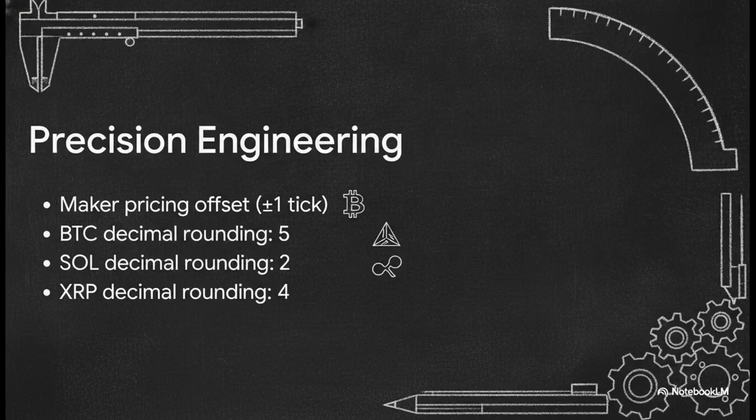Now, what's really interesting about this next part is the precision engineering happening right before the order leaves the building. The order manager intelligently applies a plus or minus 1 tick maker pricing offset. This is exactly how the system actually guarantees fee rebates, by ensuring we are providing liquidity, not taking it. Furthermore, it strictly enforces exchange-specific decimal rounding rules. So Bitcoin is rounded to 5 decimals, Solana to 2, XRP to 4. Why does that matter? Well, if you don't do this, exchanges will literally just reject your orders. Derek handles it all flawlessly.